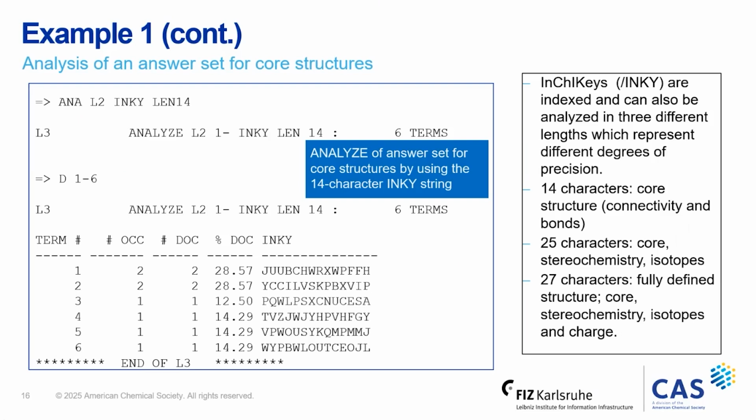As you'll notice when I display the records for my analysis, the first 2 entries have 2 hits each. So there were 2 substance records in DCR that had the same core structure corresponding to this JUUB type InChIKey. And then there were 2 more records separate from what we had seen before, but they were related as well. They had the same core structure, maybe different stereochemistry, maybe different protonation, but the core structure was the same across these 2 DCR records. And then you can see one for each of the others.